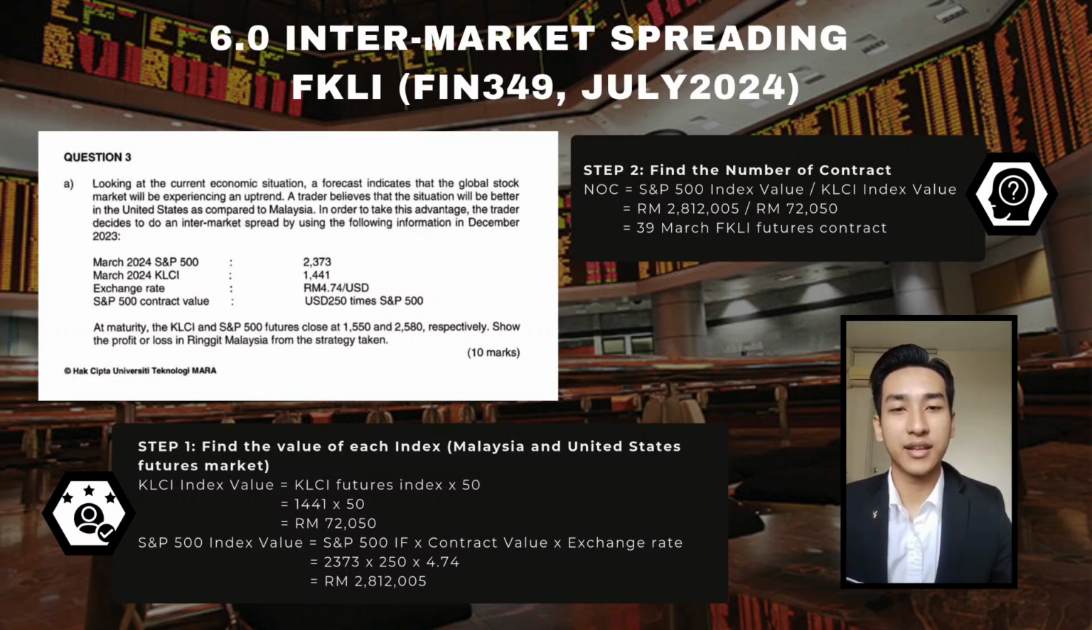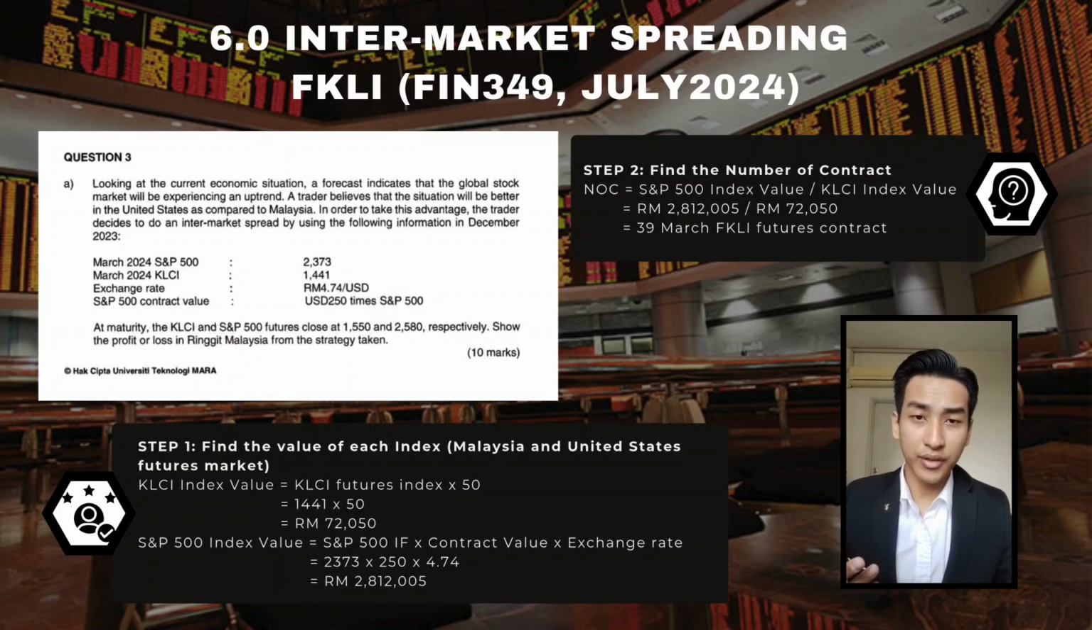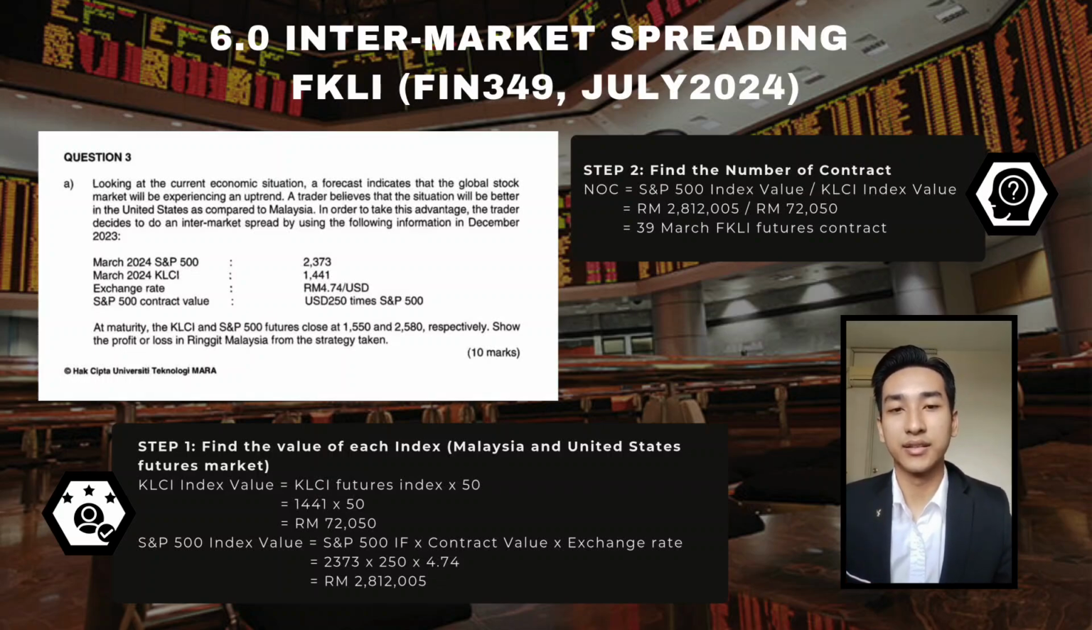And then second, for step 2, we have to find the number of contracts. What we will do is S&P 500 index value divided by KLCI index value. What we will get is 39 March FKLI futures contracts. It is the number of contracts for the Malaysian futures market.